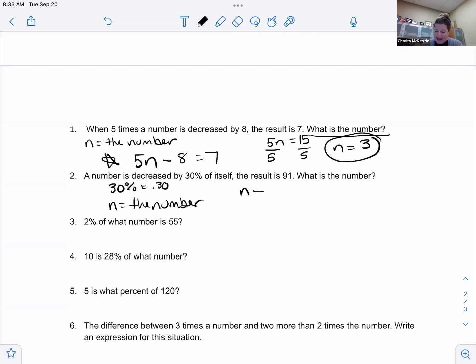So how do I write 30% of itself? To figure out any percent, you do the decimal times that number. I like the word of to think of multiplication. It almost always is that way. So it's like 0.3 times n because it's itself. So 30% of n, the result is 91, so it equals 91. Do I need the dot between the 30% and the n? No, it could just be 0.3n.